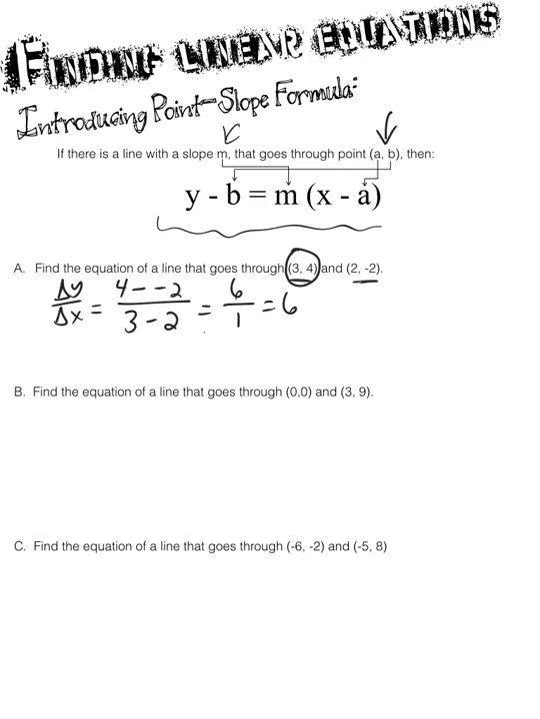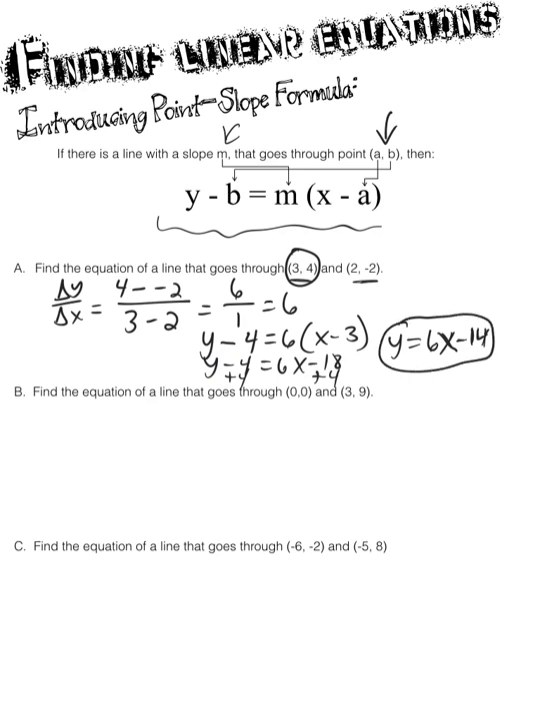So I'm going to say y minus 4 comes from my y coordinate, equals 6 times x minus 3. 3 is my x coordinate. Distribute. And then I'm going to finish solving the equation by adding 4 to both sides. So I have y equals 6x minus 14. It's a really good formula because really it's all in one little package to end up having the equation of the line.